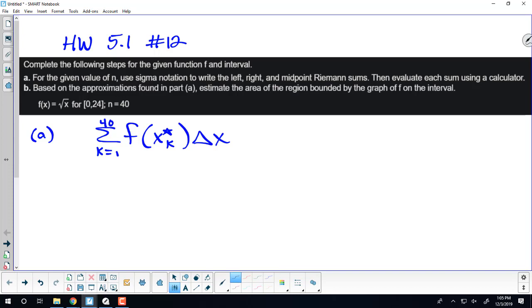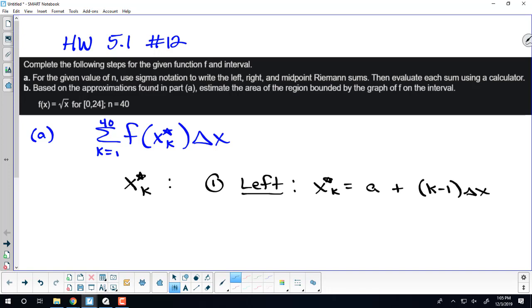So for the left, our x star sub k. For the left Riemann sum is defined how? Is it k minus 1 delta x? Yeah, close. Remember we had that a. Oh, a plus, yeah. a plus k minus 1 delta x. For the right, you really don't need to commit to memory the left and the midpoint. It's the right one that we use when we're evaluating those things exactly.